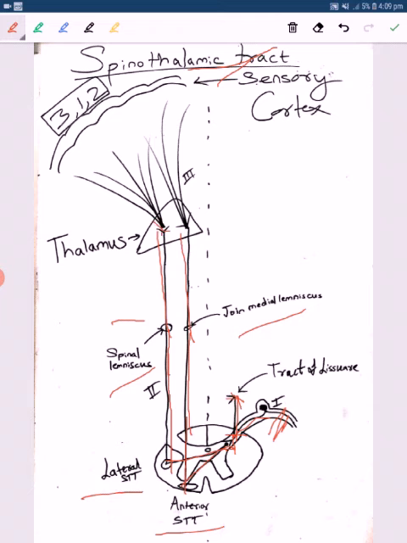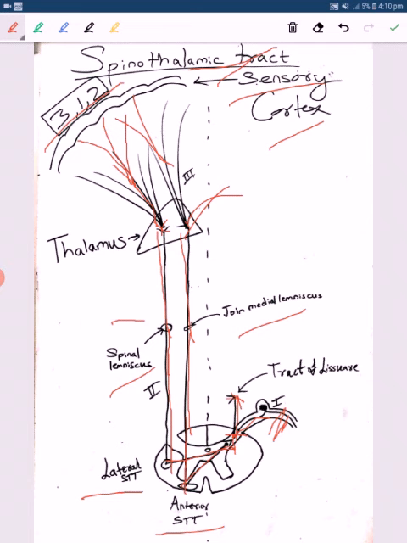From there, they give radiations which pass through the internal capsule, which is not drawn here, and they eventually go into the sensory cortex, areas 3, 1 and 2, which is concerned with sensations. They also give off radiations to the limbic system. That is responsible for the emotional response to pain.